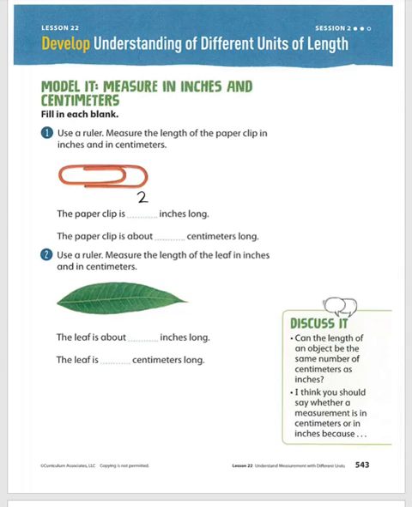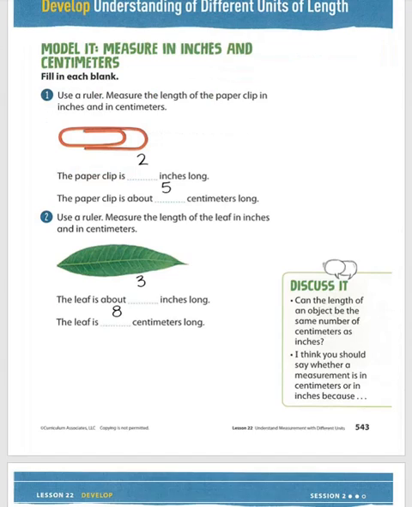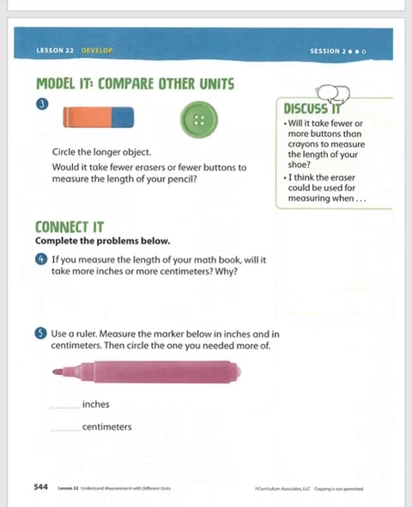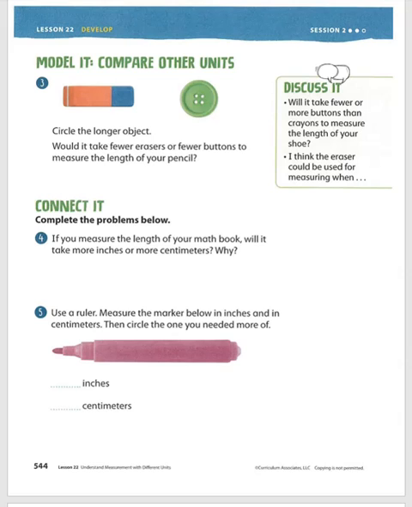The paperclip is how many centimeters? When you flip your ruler to the small side, make sure you're starting on the 0, and it is how many centimeters long? It is 5 centimeters long. The leaf, measure it. In inches, the leaf is about how long? 3 inches long. The leaf is about how many centimeters long? 8. Remember, you just have to kind of go what it's closest to. Okay, I hope you paused and did those without my help. Same thing on this. Pause the video, see if you can figure them out.